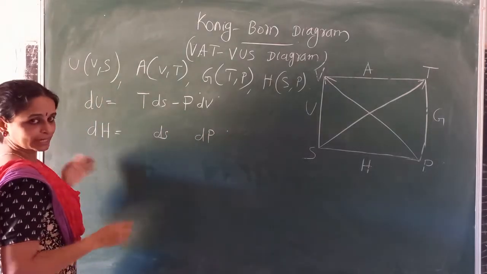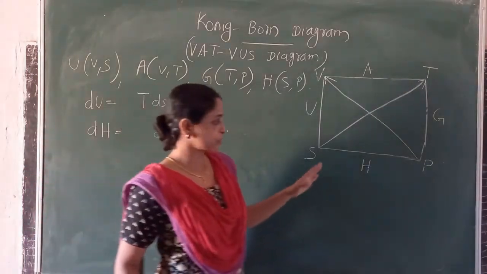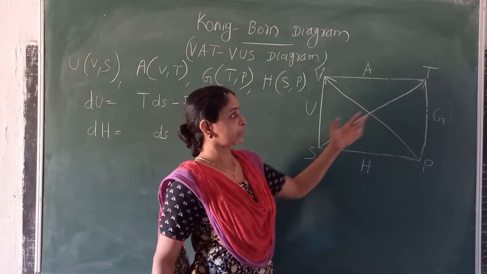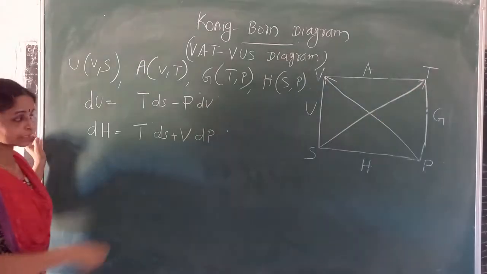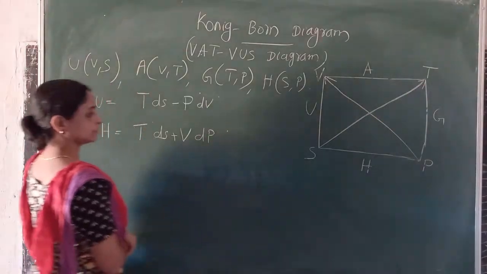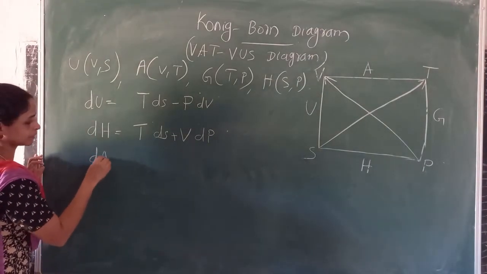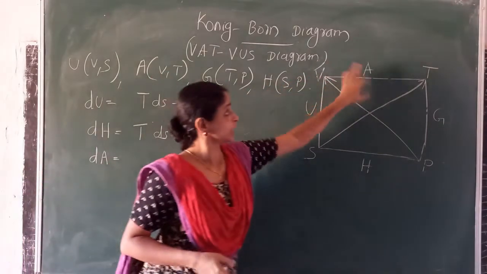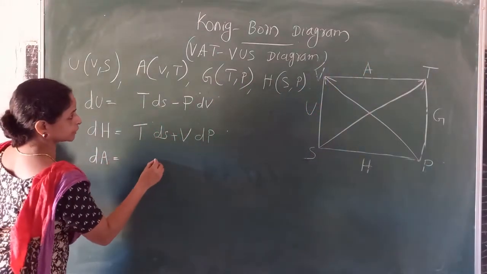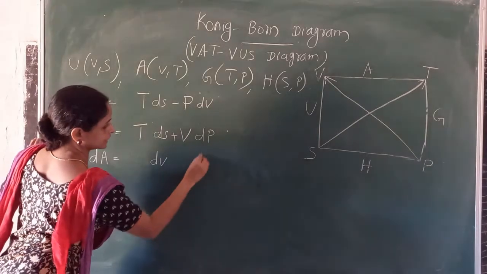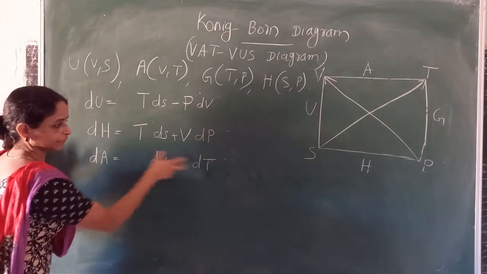Next we have to find the coefficient of these variables. For that, we have to look at the conjugate coordinate from the differential coordinate to the conjugate coordinate. That is TdS plus VdP. Like that, what is the third one? The third one is dA. Since A is a function of V and T, dA should contain a term of dV and a term of dT. So we can find the coefficient of this dV and dT.